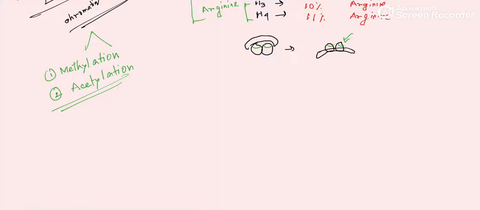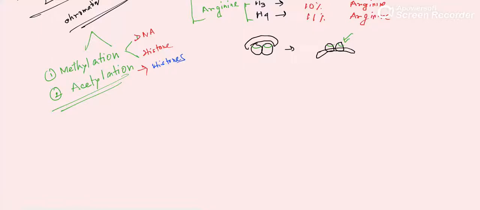Methylation can occur on two things: DNA and histones. But acetylation can occur on only one, that is, only histones. That can cause chromatin remodeling.